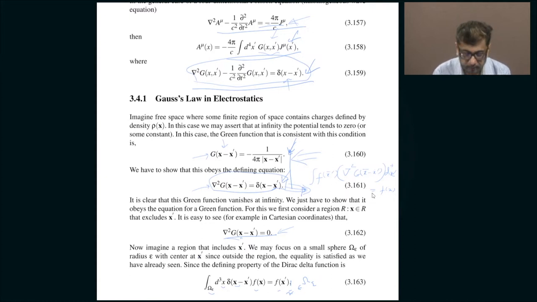Or I mean, I have done it the other way. So, okay, let me do it the other way. Basically what I have done is that this equation, that is 3.161, is a shorthand for writing this: integral d cubed x f of x, del squared g of x minus x dash, equals f of x dash. So, that is what this means, okay.